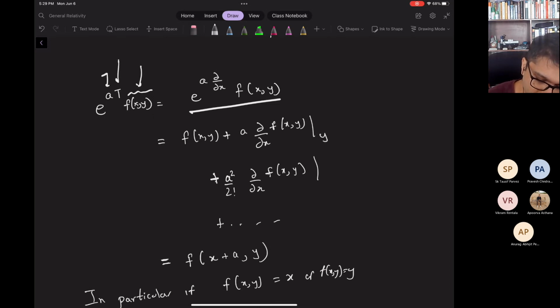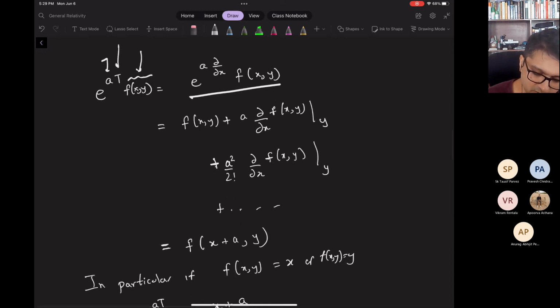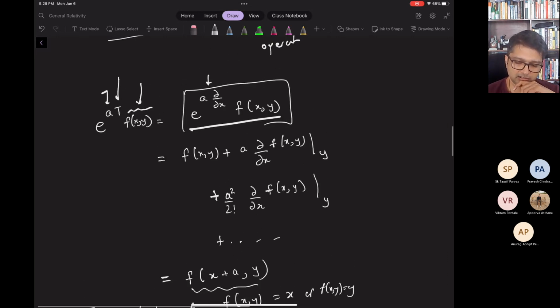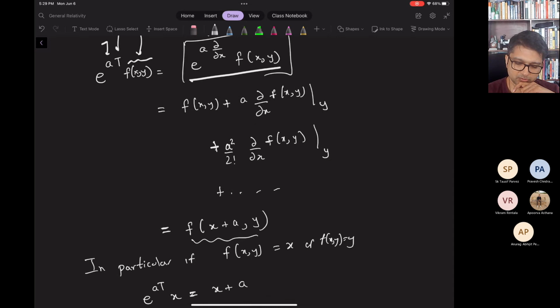Okay, and then I evaluate the derivative at x. What you will get at the end is quite easy to see. This is just f of x plus a comma y. You will recognize this from quantum mechanics as just your translation operator, e raised to a partial x. And acting on f of x y, it just does this.